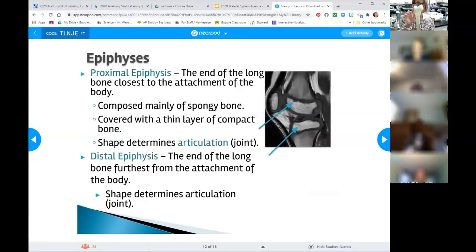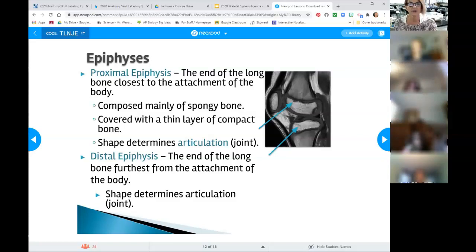Epiphyses, epi means above or upon. And again, that term gets used in every chapter. So the epiphysis is above the diaphysis. You have a proximal, closest to the attachment of the body. This is my hip. Distal, the one that's furthest from the attachment. This is my knee.